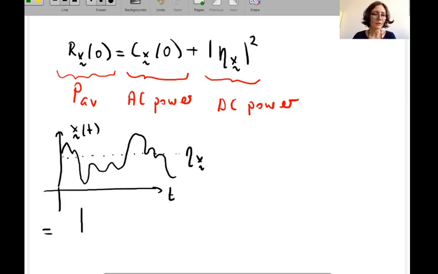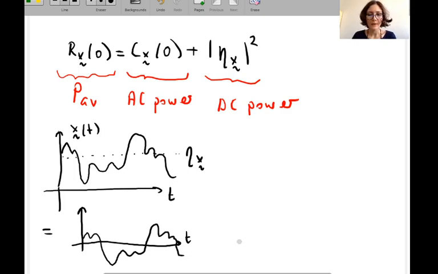So you could write this process as the sum of two processes. The first process will just be the process fluctuating around zero. So I'm having some behavior around zero, this AC part, let's call it, plus a second component of this process corresponding to this DC value, the mean value, and we can call it eta x.